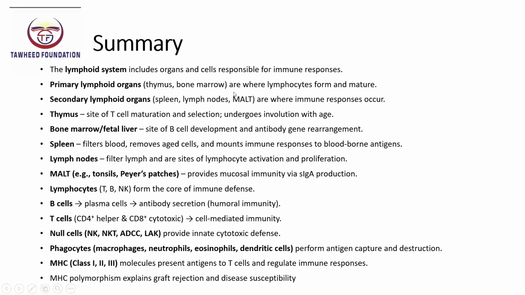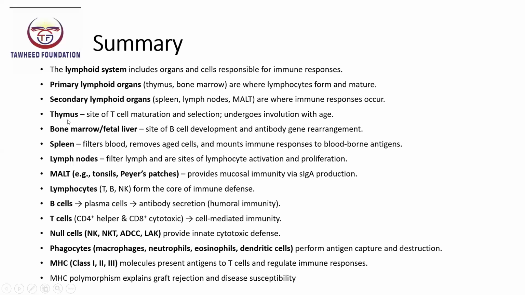Hence, the immune cells acquire the ability to recognize specific antigens through receptor formation. Third is secondary lymphoid organs. The secondary lymphoid organs include the spleen, lymph nodes, and MALT, which stands for mucosa-associated lymphoid tissue. These are the sites where immune responses actually take place. They trap antigens, activate lymphocytes, and initiate defense mechanisms like antibody production or cytotoxic activity.